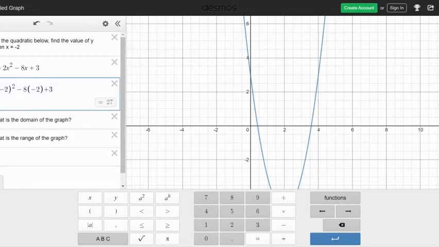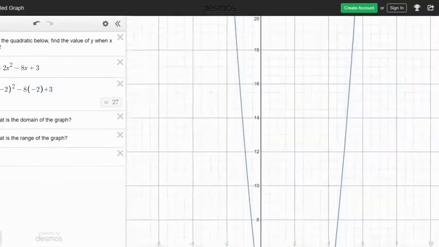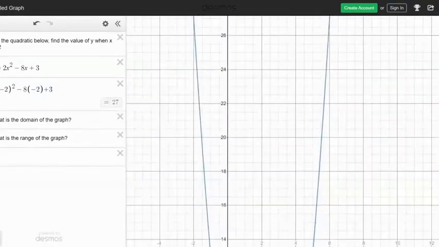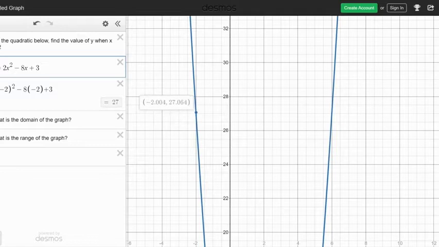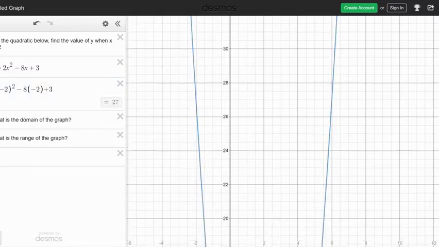Now, what does that mean? Well, that means that if I were to go to the graph, and if I were to go to the point -2, 27. All right, so here's -2, 27. I'll get as close as I can. It was hard to get exactly on there. There you go, -2, 27. It's a point on my graph.